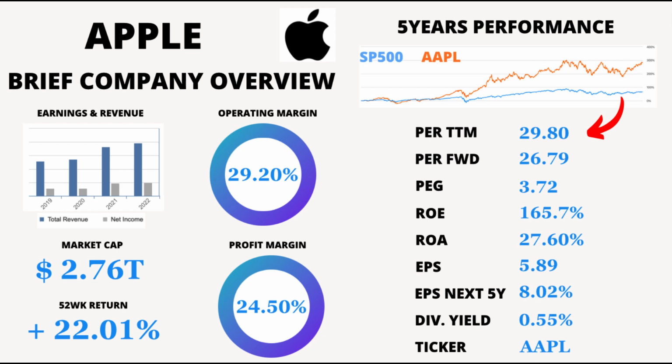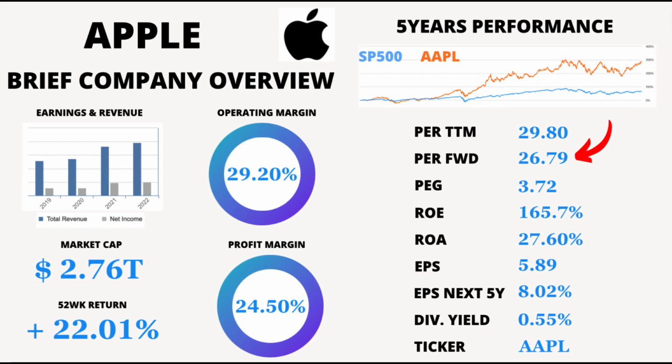(EPS) for its stock. Looking ahead, we have the PER FWD, or price-to-earnings ratio forward. This ratio takes into account future earnings estimates. Apple's PER FWD stands at 26.79, suggesting positive expectations for the company's growth and profitability in the coming months.